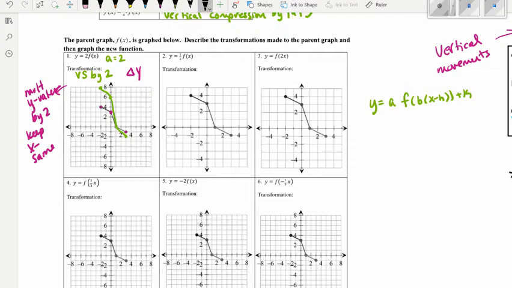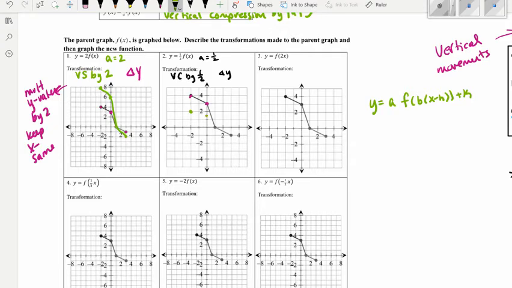So the next one, notice the a value, because it's on the outside, is 1/2. So this is a vertical compression by 1/2. So again, we're changing our y values. So we're going to multiply our y values by 1/2 and keep the x values the same. So here is a y value of 4. So 4 times 1/2, or 4 divided by 2, is 2. Then I have a y value of 3. So 3 times 1/2, or 3 divided by 2, is going to be 1.5, or 3/2.